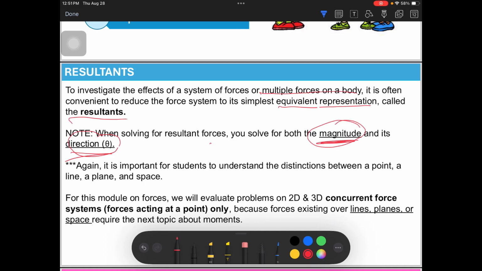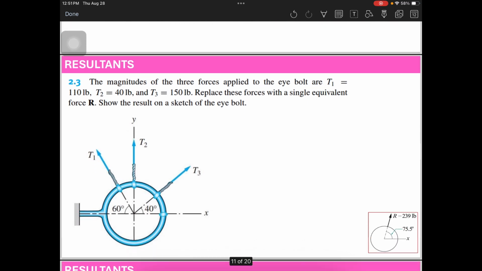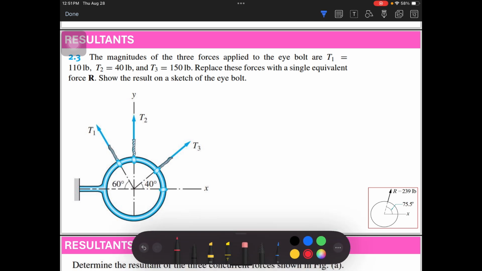For this module on forces, we will evaluate mga concurrent forces muna. Kasi yung linear na or planar, it needs the next topic pa. So mga concurrent forces muna na tayo in 3D and 2D. So first example natin is this concurrent forces. May tatlong applied forces, T1, T2, and T3. Their line of action meets at this point.